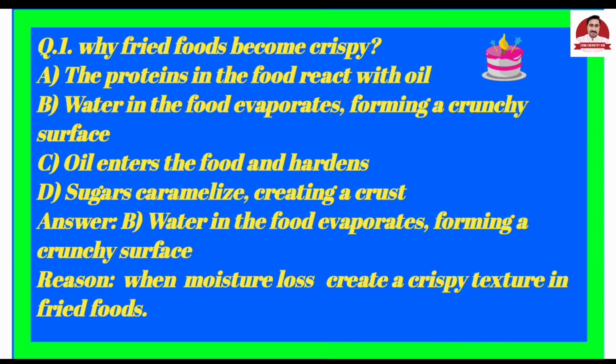Question number 1. Why fried food become crispy? Option A, the protein in the food react with oil. Option B, water in the food evaporate, forming a crunchy surface. Option C, oil enter the food and hardness. And option D, sugars caramels creating a crust.